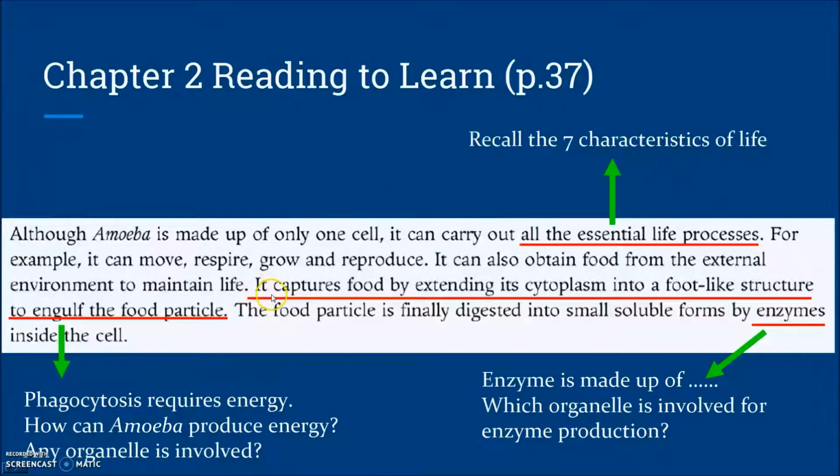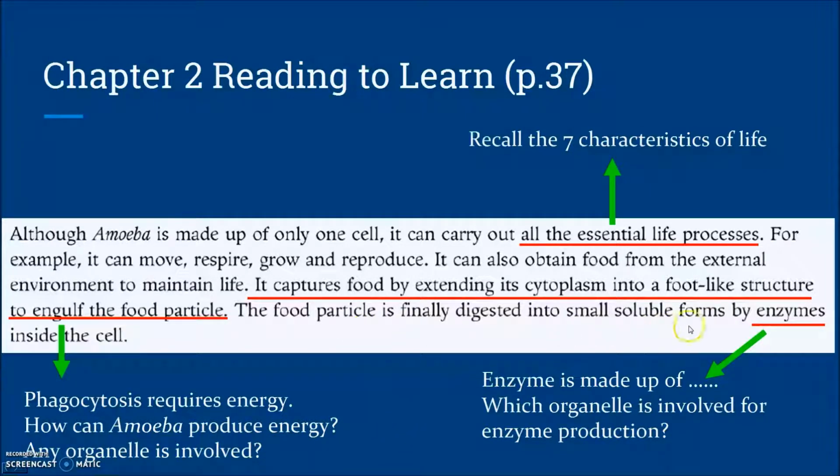And also the amoeba can capture food by extending the cytoplasm into food-like structures to engulf the food particles. So probably it is phagocytosis. And referring to the question, it asks where the energy is produced. So you need to know why it needs energy: because the amoeba needs to capture and engulf the food by phagocytosis. So how can the amoeba produce energy? The last question is whether any organelle is involved in this process of energy production.